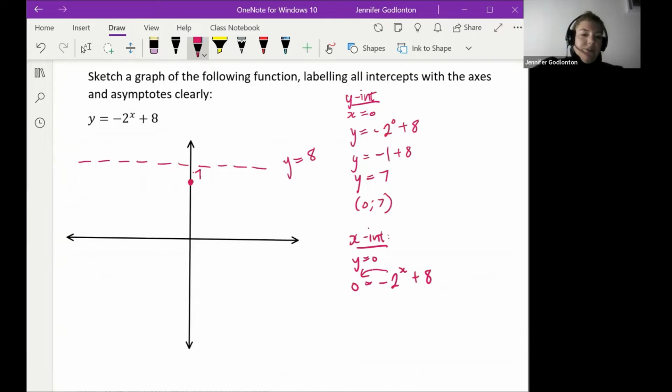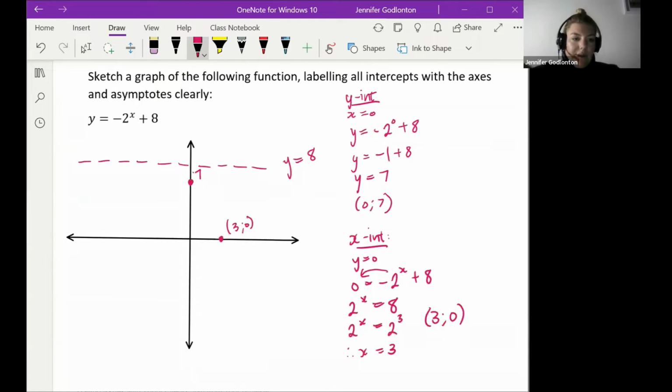I'm going to move that negative 2 to the power of x over. So 2 to the power of x is equal to 8. This is just an exponential equation. So 2 to the power of x is equal to 2 to the power of 3, which means x is equal to 3. So my coordinates will be 3 and 0, and that we can plot. And then we just draw that curve in. We can see that this one's close to my asymptote. We've given all of our coordinates: we've got the 7, we've got the 3 and 0, we've given our asymptote. We're done. That's everything we need for this question.